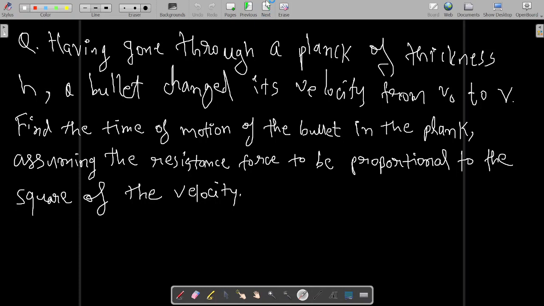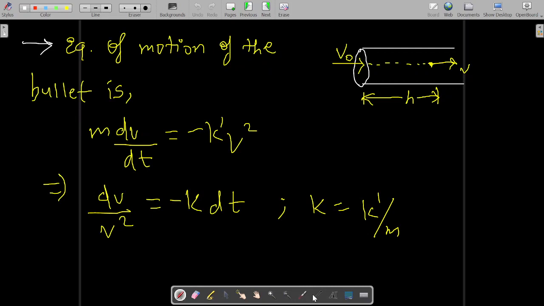So let us see this question, that there is a plank. The figure must be there on the next page. You can see there is a plank of thickness h, and the bullet has entered with a velocity v0, and it is turning into a velocity v after a certain time t. Let us assume that the time required in this process is t. We have to find the time t. It is not given to us, we are assuming it to be t, so we have to find the value of small t in terms of v0, v and h.